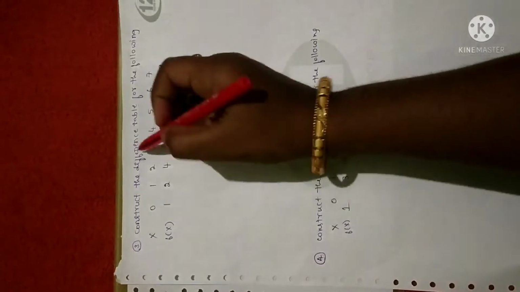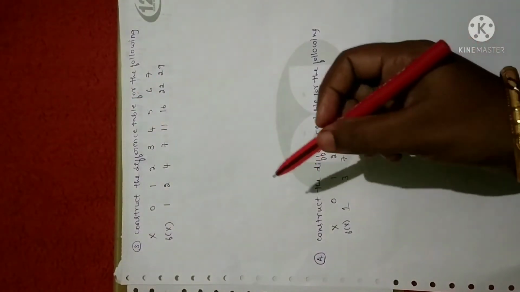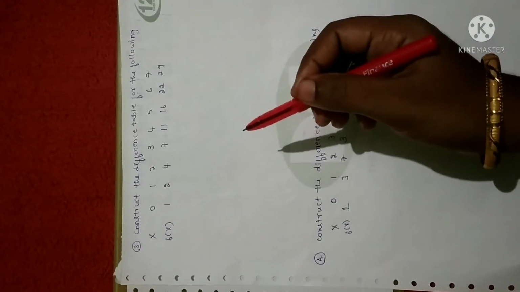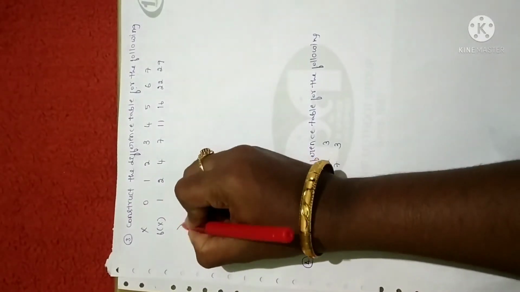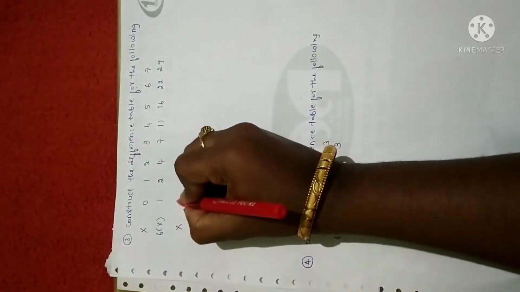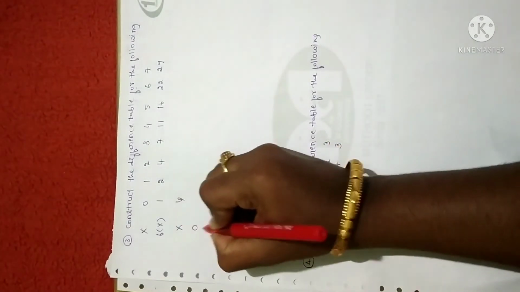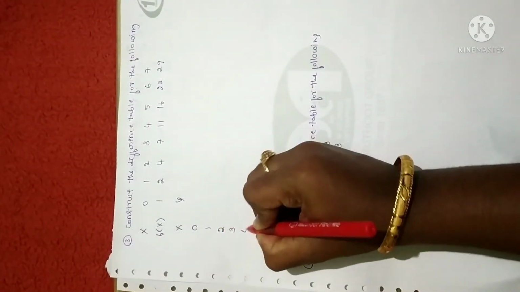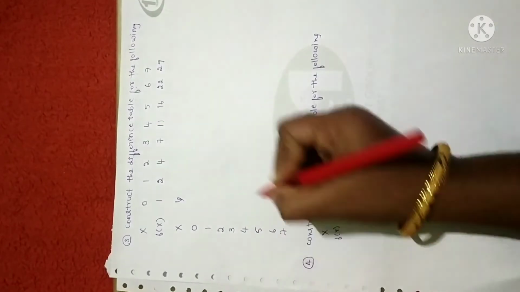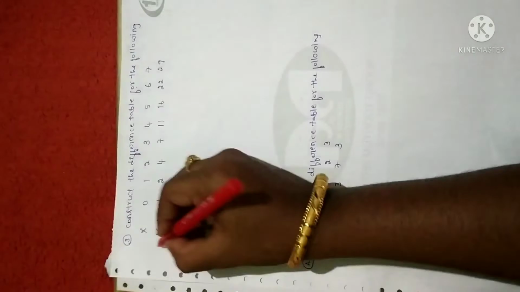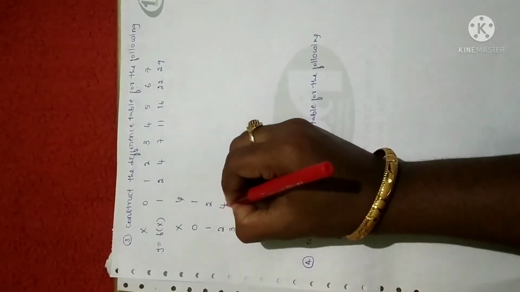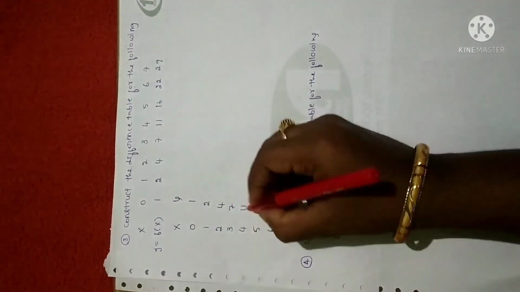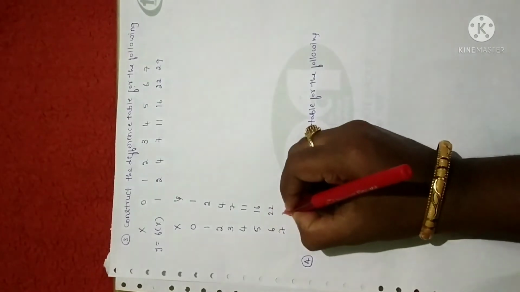So the third one: construct the difference table. Here the difference table is asked, so I'll just do the forward difference. You can do either one, as I already explained forward and backward differences. I'll write the corresponding x and y values. The x values are 0, 1, 2, 3, 4, 5, 6, 7. The y values, y is none other than f of x as I already told you. So let me make a list: 1, 2, 4, 7, 11, 16, 22, 29.